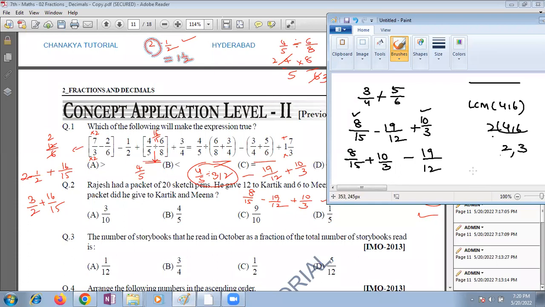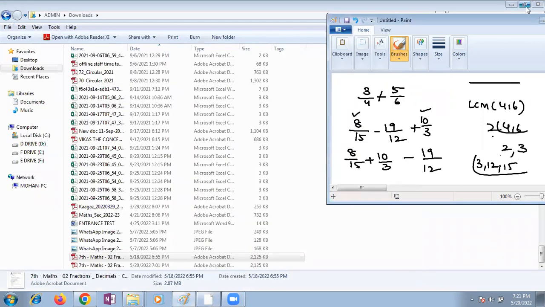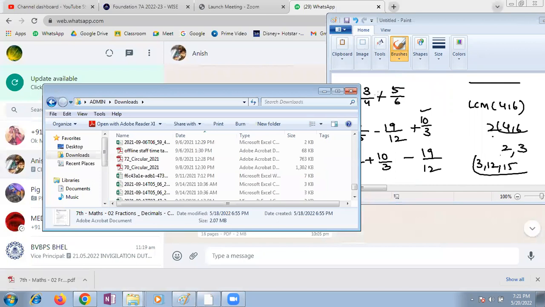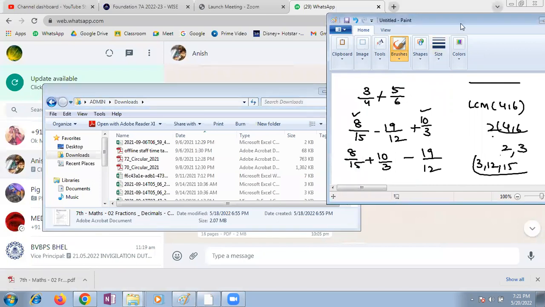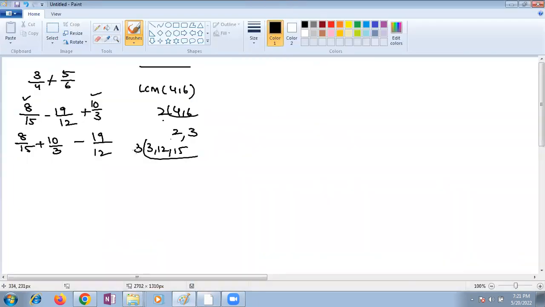Once again, you need to find the LCM for all. LCM of 3, 12, 15. What is the LCM of 3, 12, 15? Yes, ma'am, it is 60. The LCM of this part is 60. If you don't know, you can go with the procedure: 3 1s are 3, 3 4s are 12, 3 5s are 15 consecutive numbers, 4 5s are 20, 20 3s are 60.